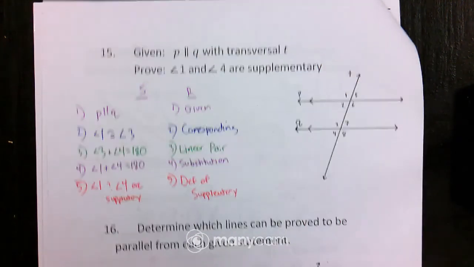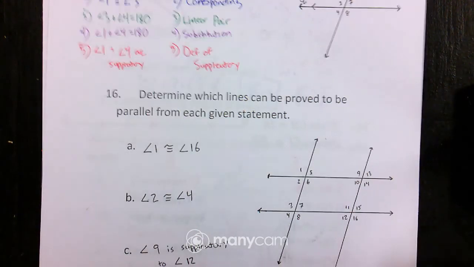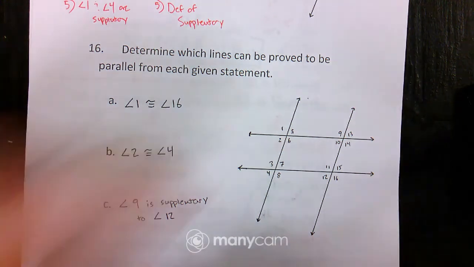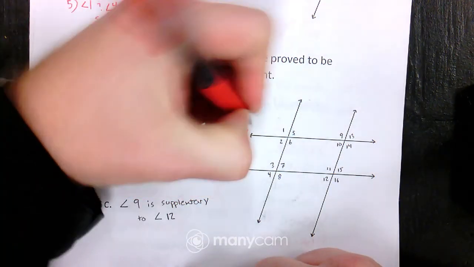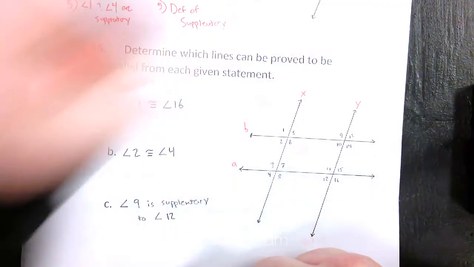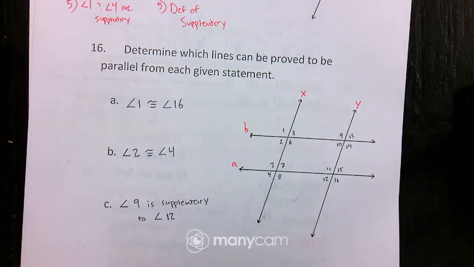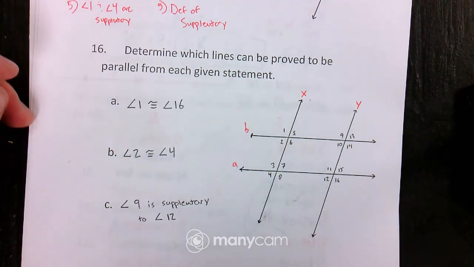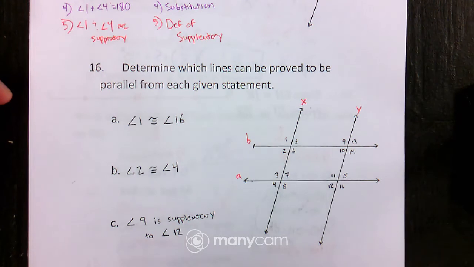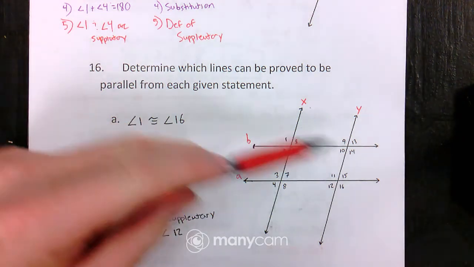Right, down here it's asking which lines can be proved to be parallel from each given statement. Now I didn't have, we'll just write these A, B, X, and Y. Okay? On the test I think I also forgot to print that, so when we take it I'll make sure you guys label those something so that everybody has the same lines. Okay, so this is line A, line B, X, and Y.